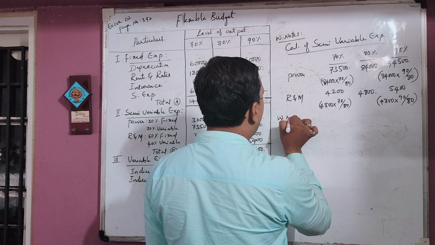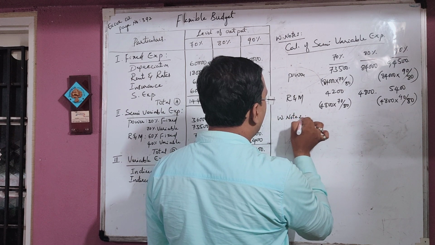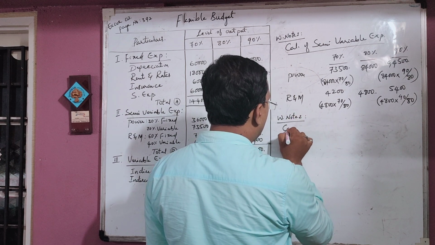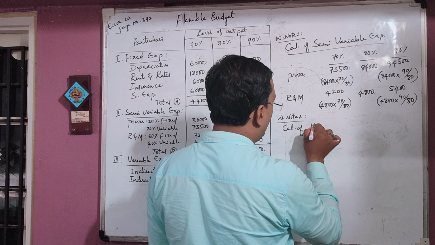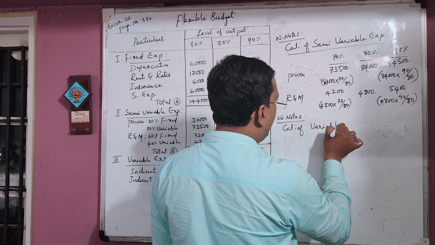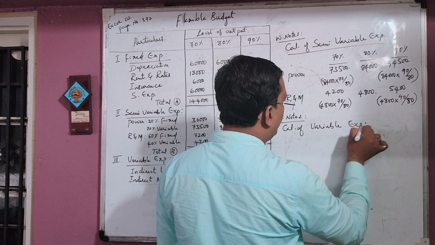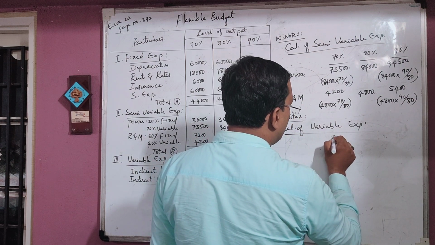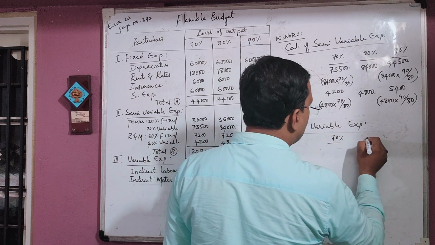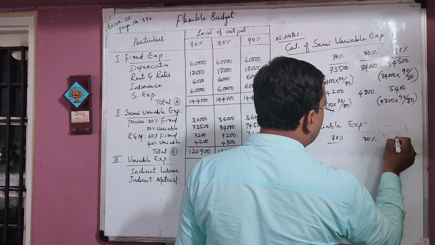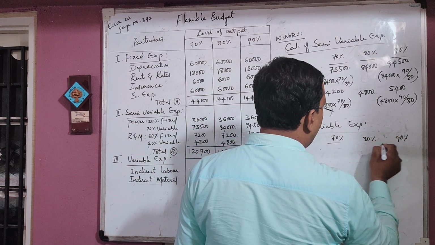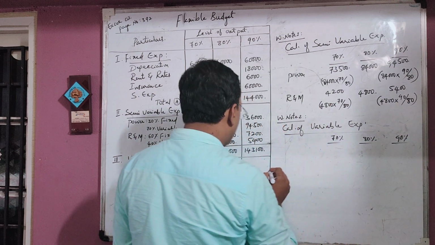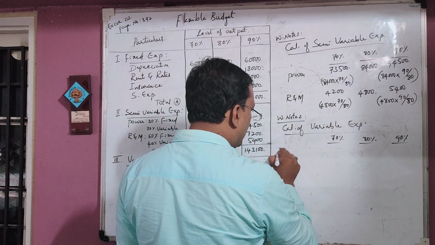This is working note 2: calculation of variable expenses. In that, again 70%, here 80%, here 90%. Then first, indirect labor.